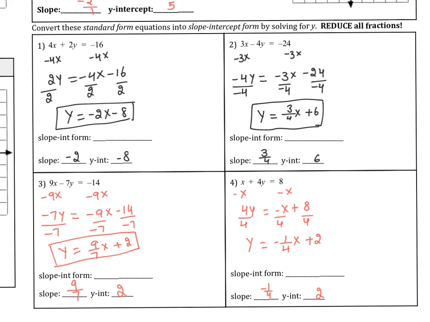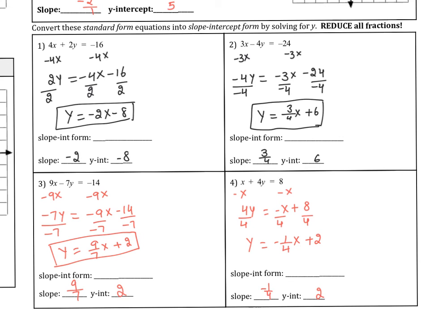For number 3, you're going to subtract the 9x so that the y term is by itself. So then you're going to get negative 7y equals negative 9x minus 14. Now you're going to divide by negative 7, so y is by itself. Negative 7 and negative 7 cancel. 9 divided by 7, negative and negative cancel. 14 divided by 7 is 2. Remember the negative is going to cancel. So the equation is going to be y equals 9 over 7 x plus 2. Slope is 9 over 7 and y-intercept is 2.